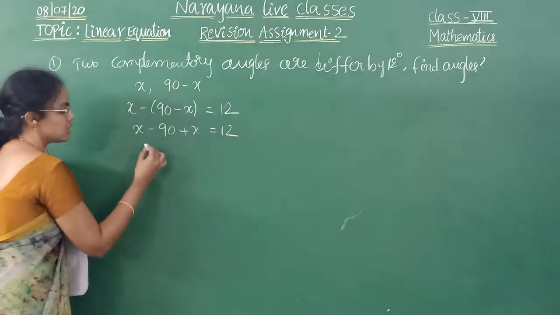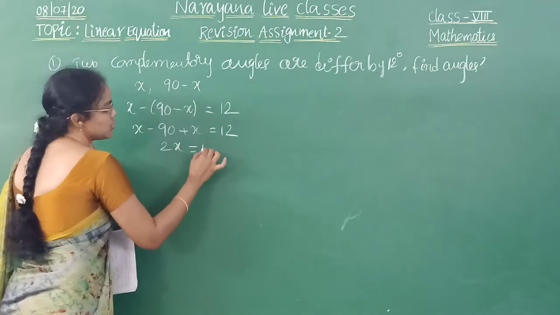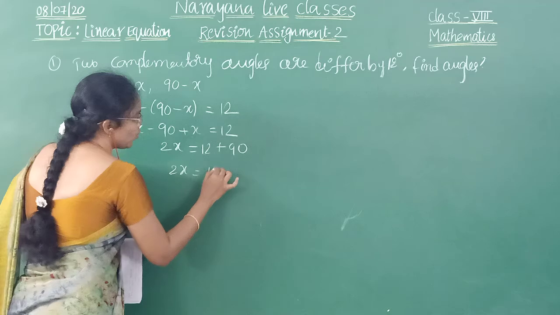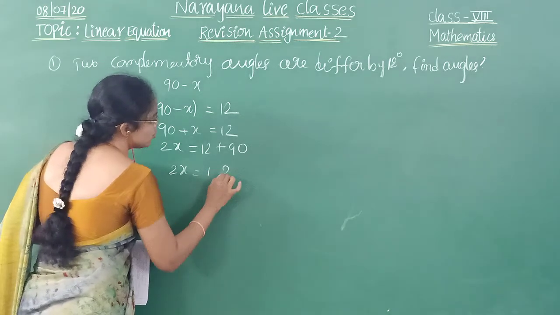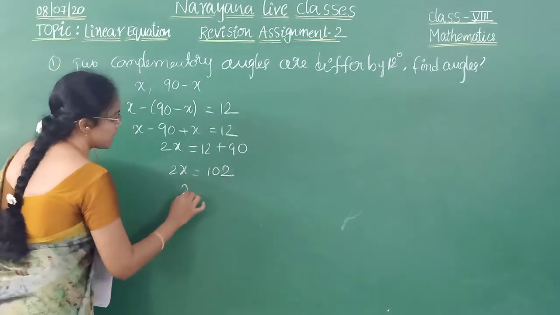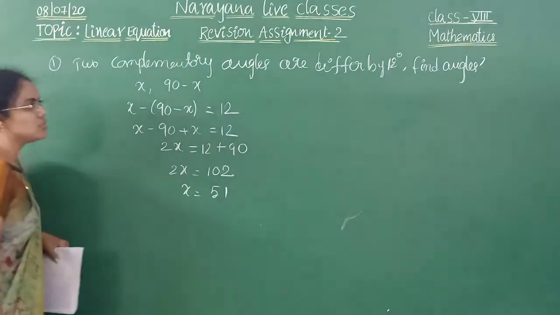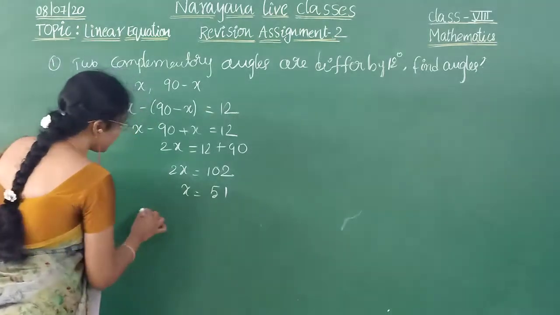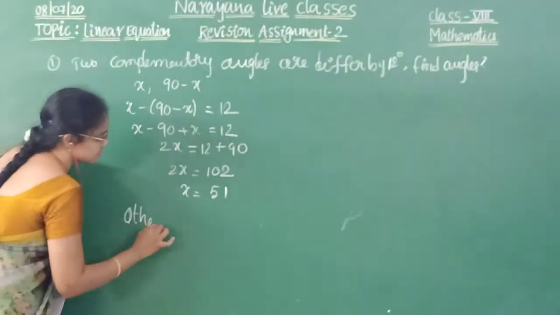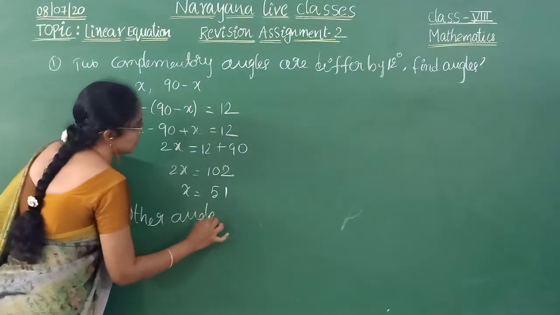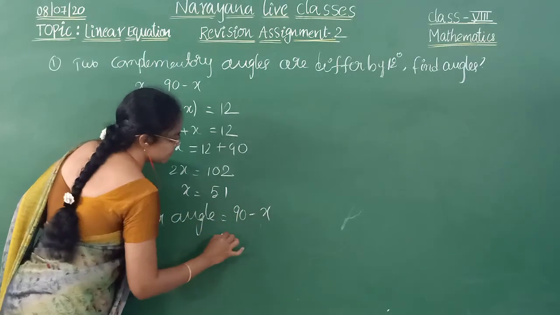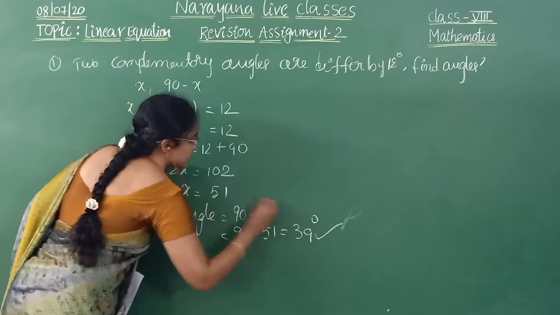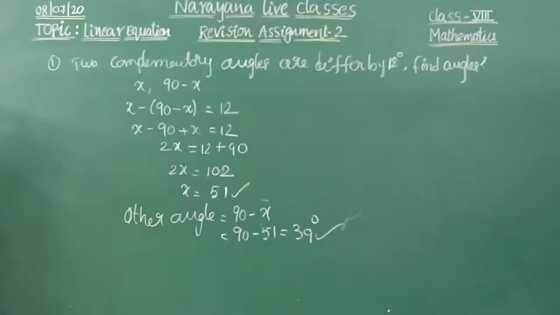Transfer minus 90 to that side. x plus x is 2x, equal to 12 plus 90. So 2x equals 102, and x is equal to 51. They are asking to find the angles. So one angle is x, which is 51. The other angle is 90 minus x. 90 minus 51 is 39 degrees. So the angles are 39 degrees and 51 degrees. These two are the angles.